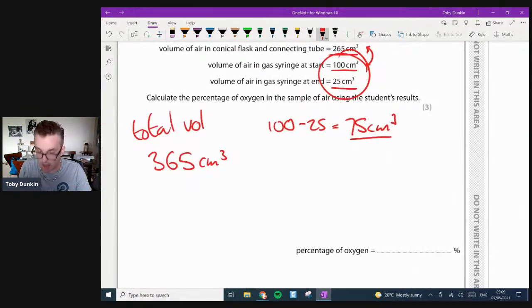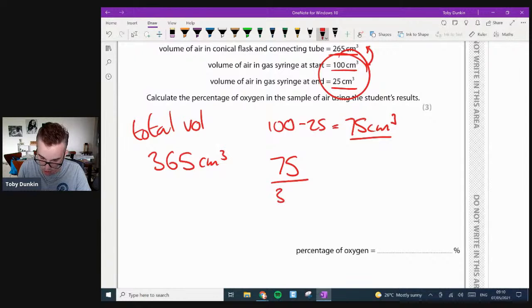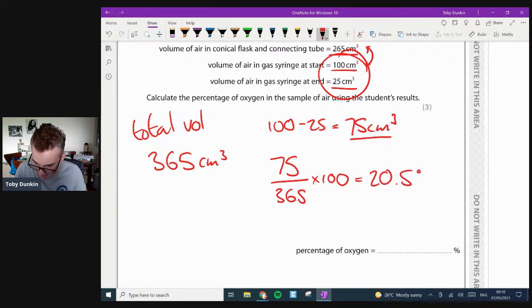So we've used up 75 centimeters cubed of the air, but the total volume was 365. So we now need to work out what percentage that was. So we have 75 over 365 times 100. And if we don't get 20, give or take 20%, we know we're making mistakes. 75 divided by 365 times 100, and I get 20.5%, which is perfect. Exactly the kind of thing. And then don't forget to write your answer down on the line.